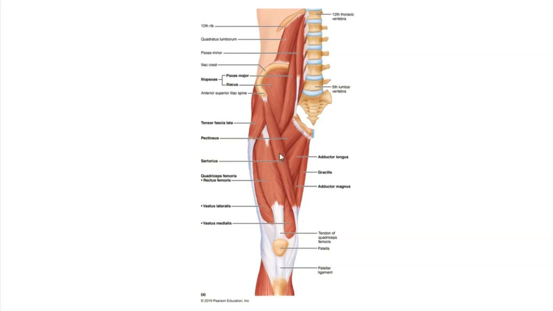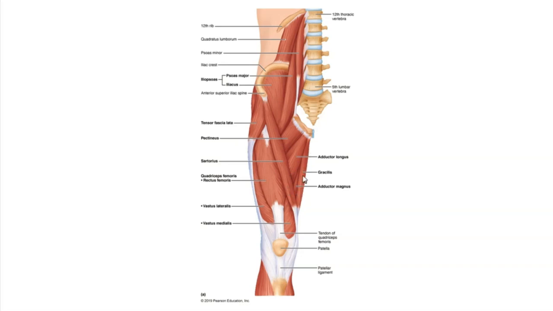So the Sartorius muscle is actually the longest muscle in the body, and from its origin and insertion, you can see that it crosses two joints. It crosses the hip joint, and it also crosses the knee joint as well. So when this muscle contracts, it flexes the thigh, and it also can laterally rotate the thigh as well.